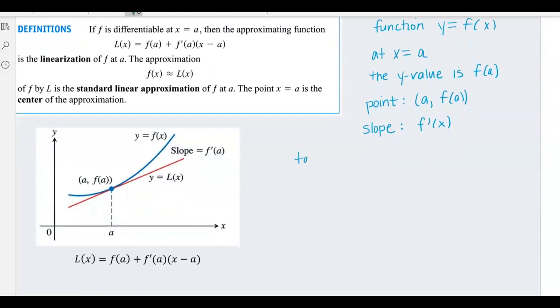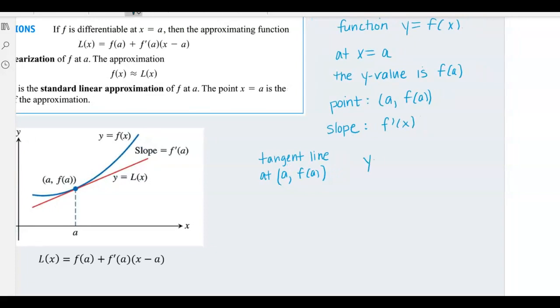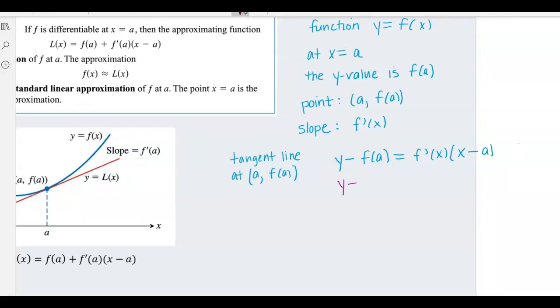So I'm going to say that the tangent line at the point (a, f of a) is going to be, again, using the point slope formula, y minus f of a. So this is y minus the y value. And then we put the slope, m, and then we do x minus a. So we've been using this formula tons of times in class. y minus y1 equals m times (x minus x1). We're just plugging in these generic values.